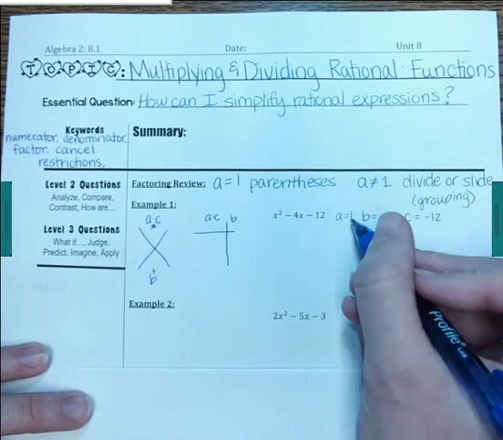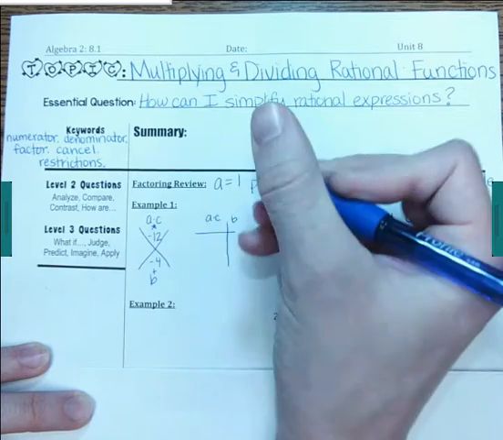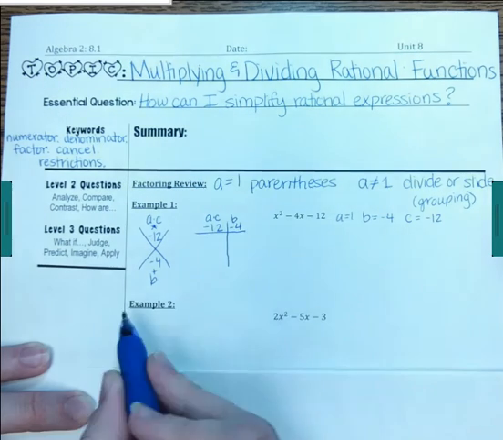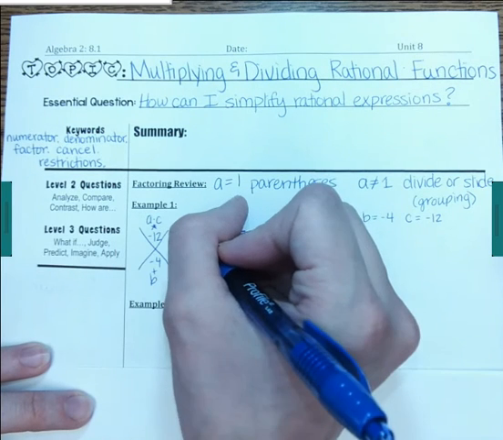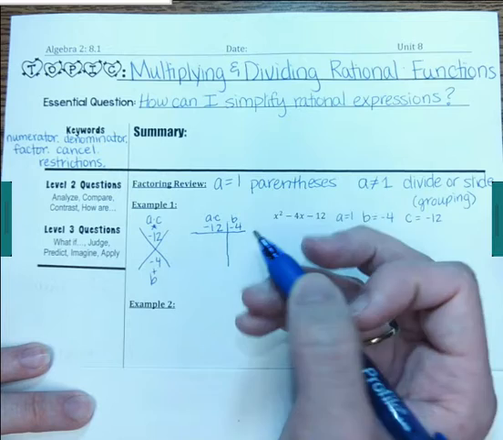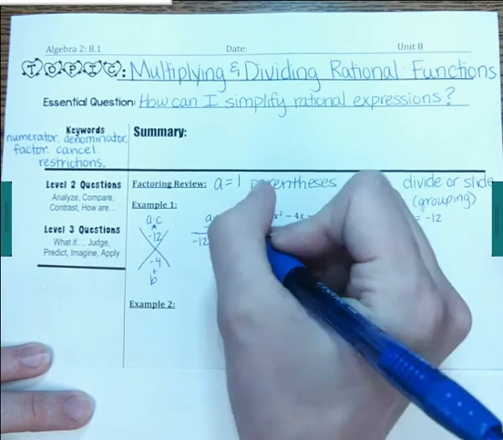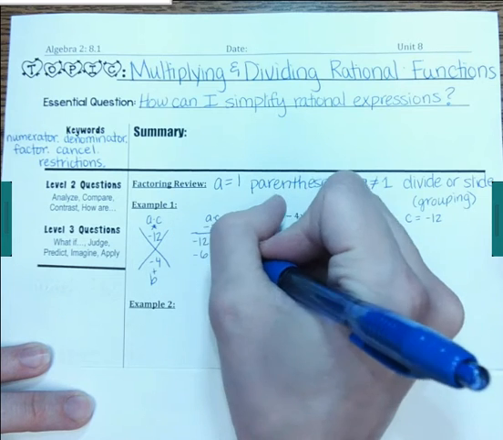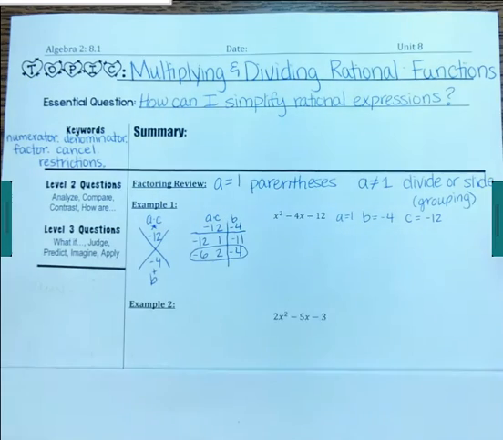So A times C is 1 times negative 12, so that's negative 12. B is negative 4. So you can also write that in this way of organizing. You don't need to do both, right? Just pick the one that you like the best. I like T-charts though because I like having space to do my brainstorming. So factors of negative 12, things that multiply to that, would be negative 12 and 1. But those add up to negative 11. Negative 6 and 2. That does give me my negative 4.